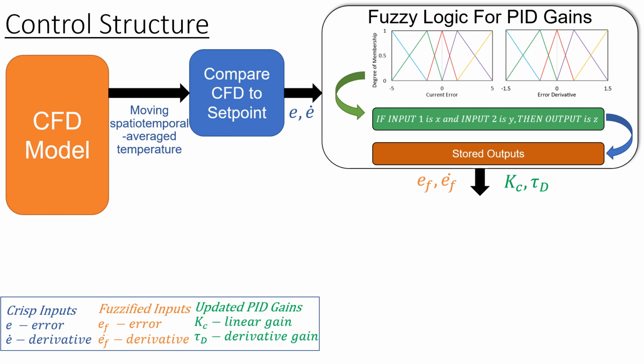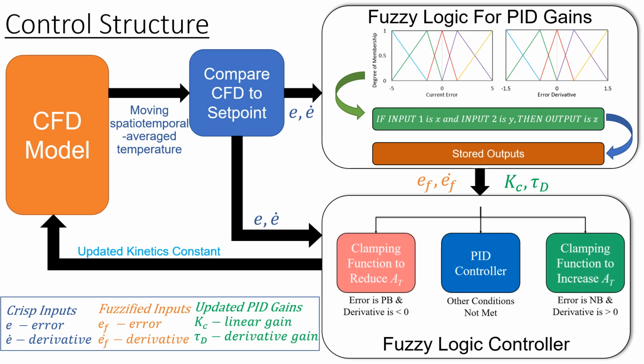We feed that now to our membership functions to consider fuzzy logic to adjust our gains. We're going to adjust the main gain, K sub C, and the derivative gain, tau sub D. We're going to look at the current error in the upper left-hand corner, the error derivative in the right-hand corner, both triangular membership functions. And we say, if input 1 is X, which is the current error, and input 2 is Y, which is the error derivative, then we have an output Z, and that is our gain information, our fuzzy inputs, EF and E dot F, and our new, updated gains.